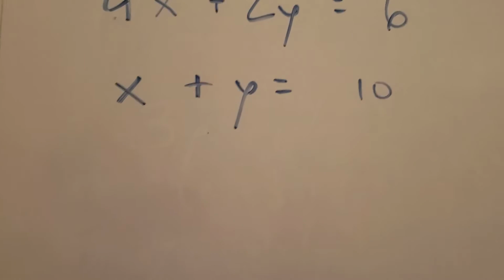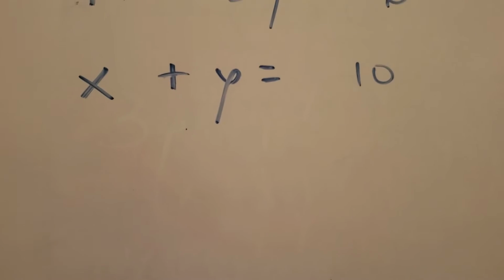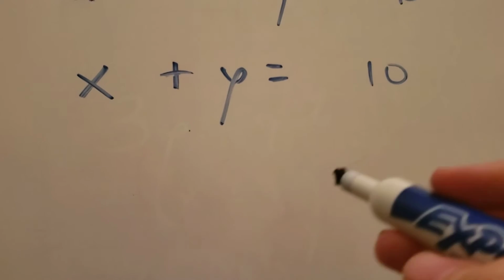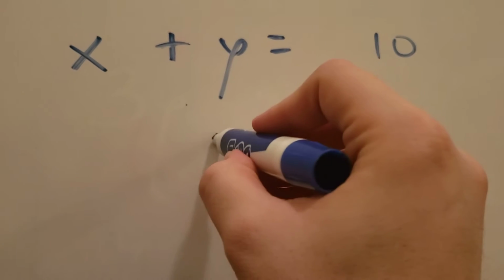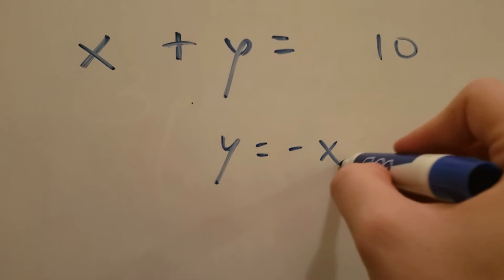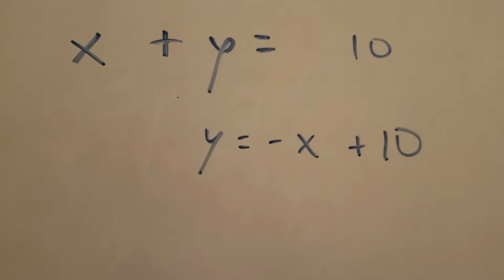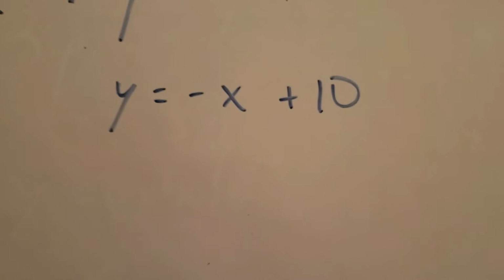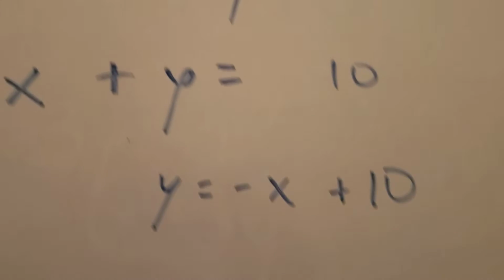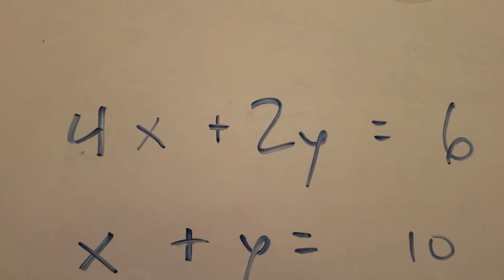In this second equation, we're going to solve for y, just because we've been doing that for graphing, so we might as well stick with it. We're going to move x over, and we get negative x plus 10 is equal to y. Now we can take negative x plus 10 and put it into the first equation for the value of y, like so.